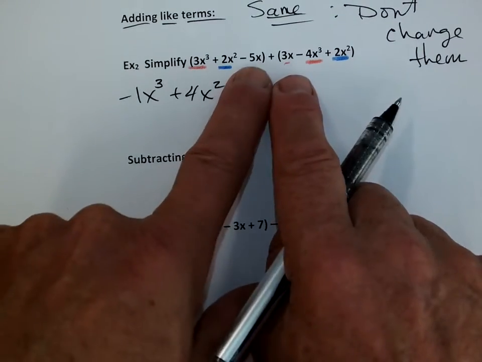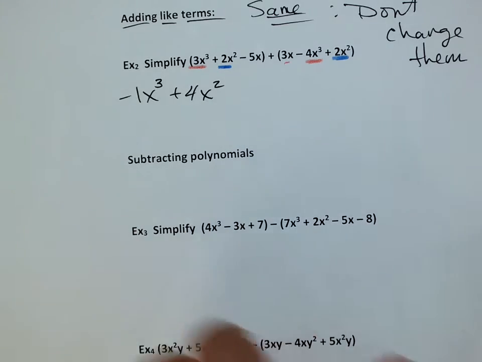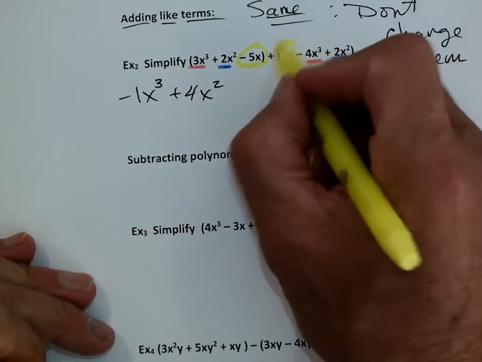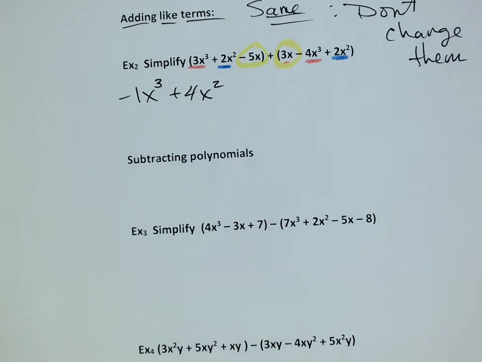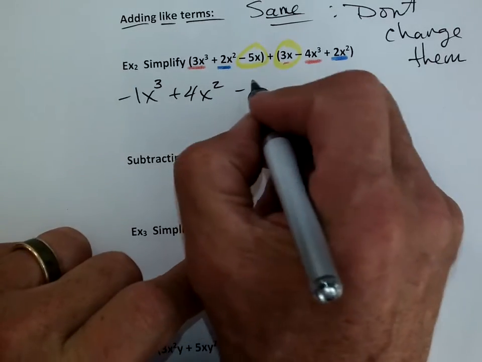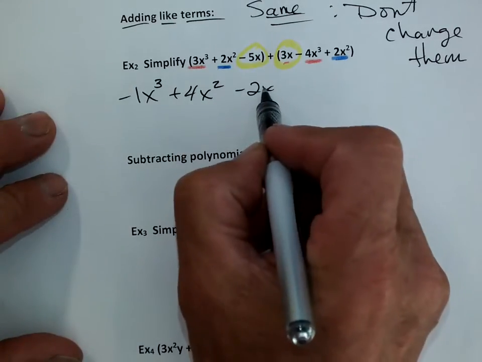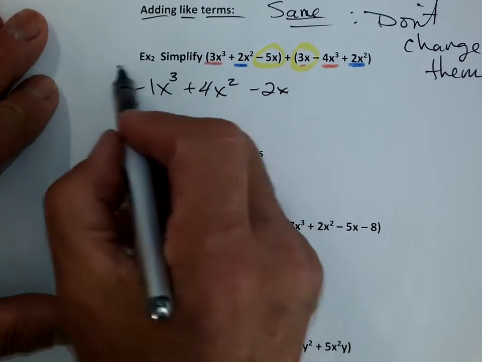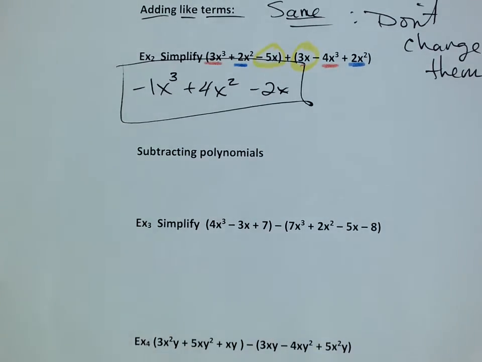Let's see, I've got a negative 5x and a 3x, so those are the same, okay? So I've got that and that are the same. If they're the same, combine them. Negative 5x plus 3x makes a negative 2x. And that is my answer because I cannot combine things that are not the same. Done. Easy, right? Subtracting exponents.